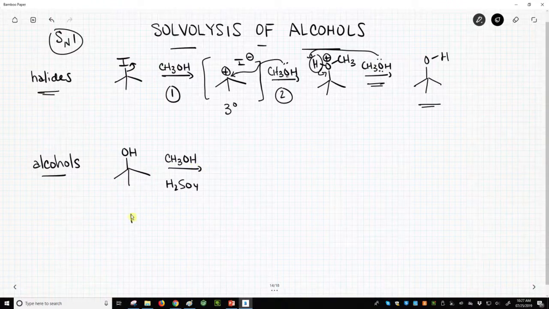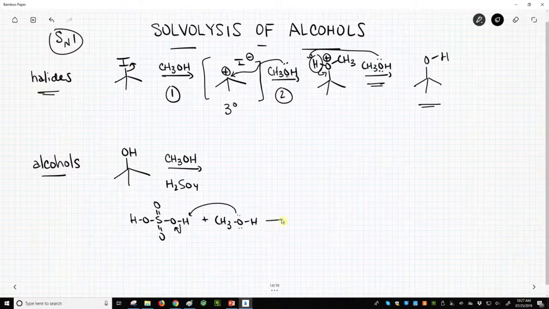So sulfuric acid reacts with our methanol, the methanol deprotonates the sulfuric acid, and this is actually our functioning acid. So even though we have sulfuric acid on the arrow, what's really in there is protonated methanol. And this is our acid that will protonate our alcohol oxygen.